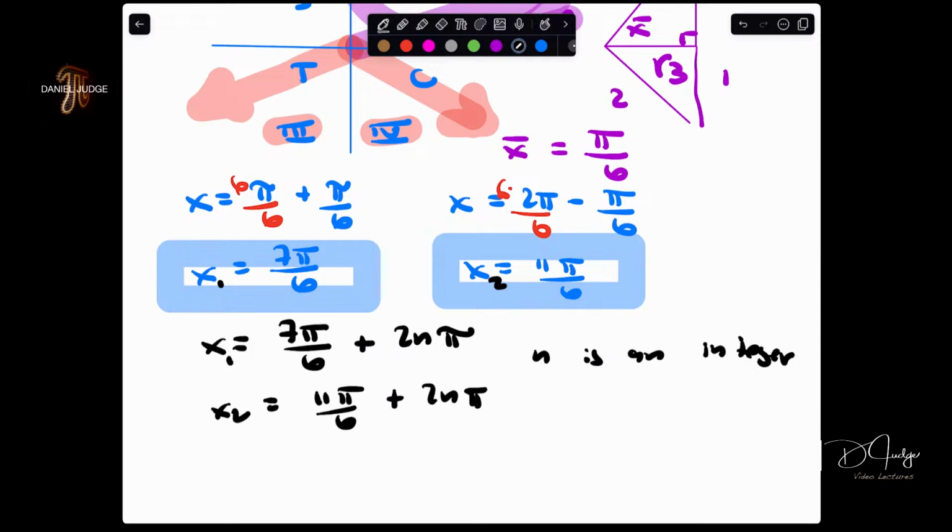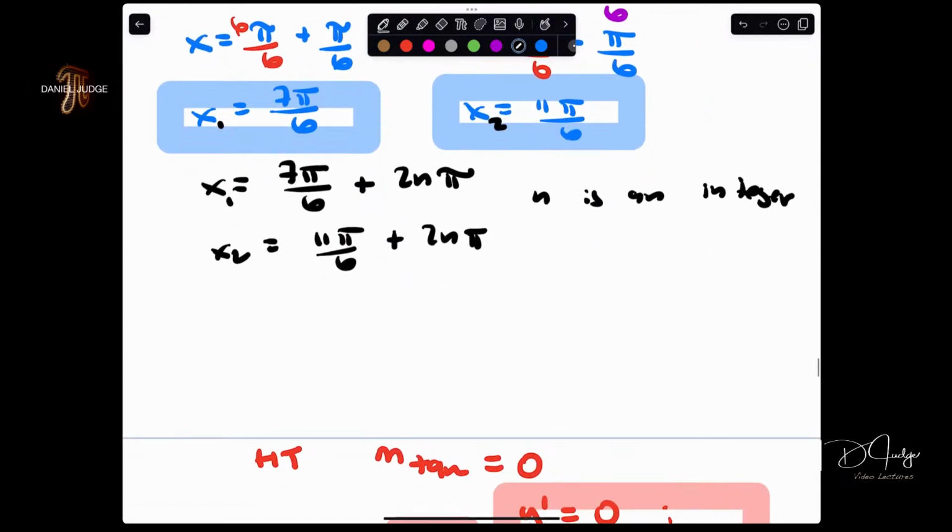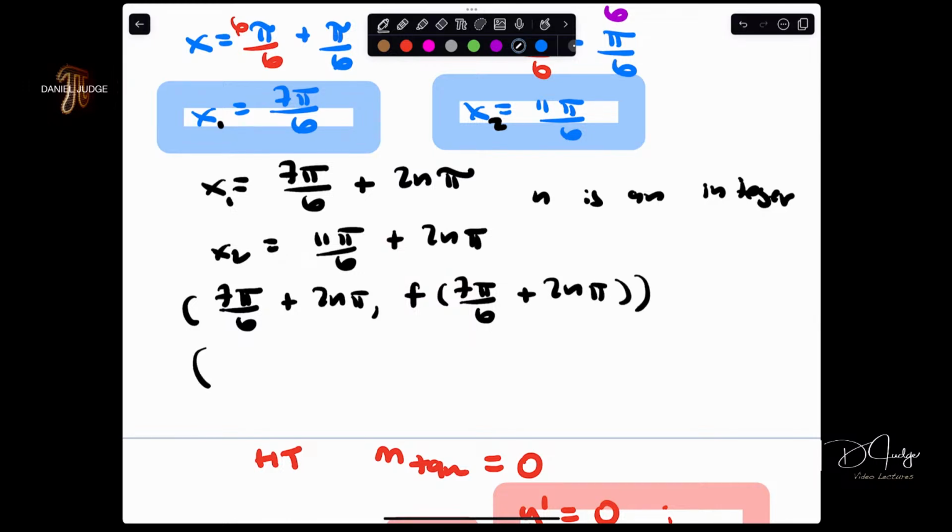Now, they want locations. They want points. So what I can say is try to do it this way, maybe. Let's just be a little sneaky about this. I'm not going to get those answers. It's kind of late. So here's my first solution.